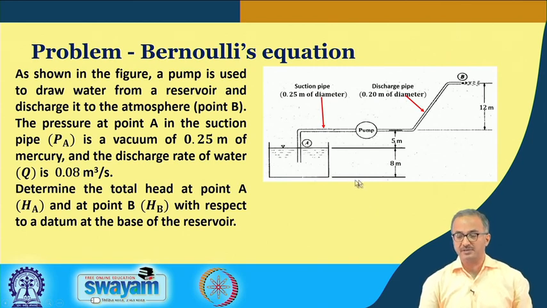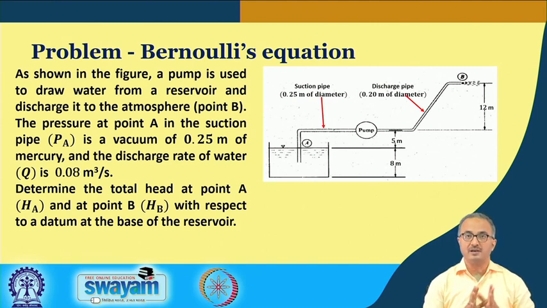Here we have some datum. With respect to this datum, we have the elevation at the various points. This is for the reservoir water table, this is for the pump, and this is for point B. Here you can see point B is at an elevation of 12 plus 5 plus 8, that is 25 meters from the datum. And in this case the total head means the summation of the three heads we have considered so far, that is the potential head, the kinetic head and the pressure head.